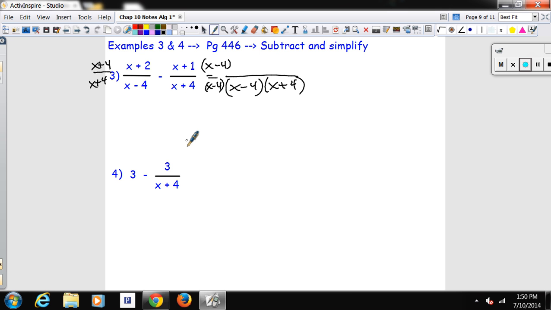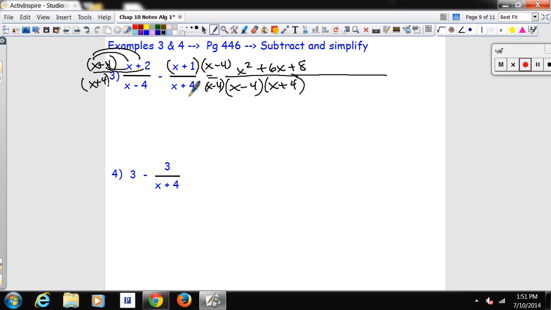So you're actually going to need to do FOIL, if you remember. First, outside, inside, and last. So it's going to be a very large numerator here. You're going to get x squared. You get 2x and 4x, which is going to be 6x, and plus 8.